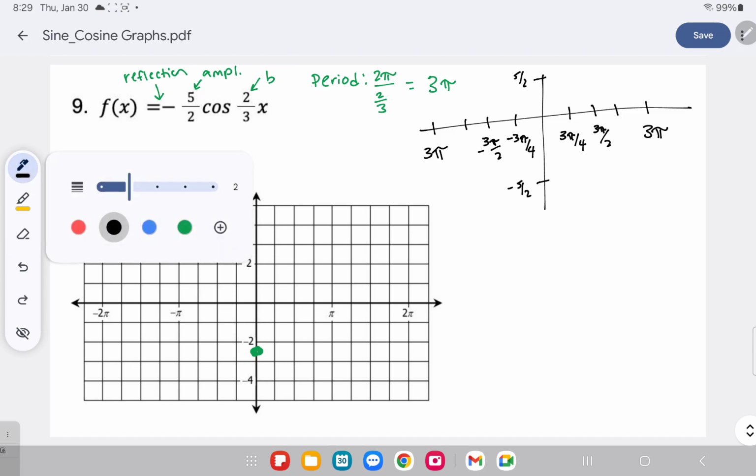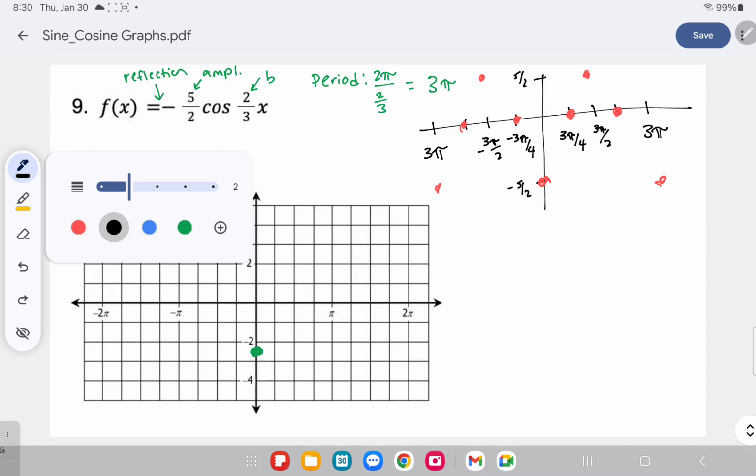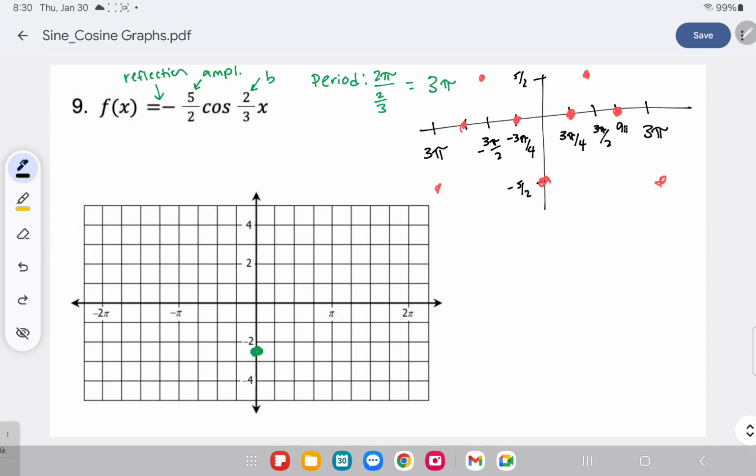And we're starting down. I have an x-intercept at 3 pi over 4. I go up. I have another x-intercept here. I should probably figure out what that is. And then I go down, and then we continue that pattern. That's just a little bit over 2 pi.